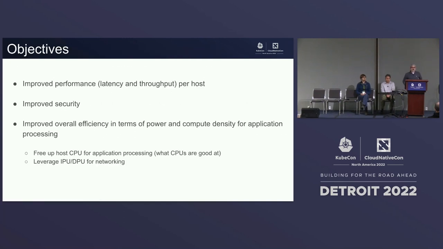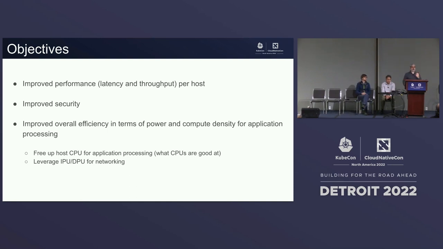So what are the objectives in doing so? The objective is to improve performance, which is usually measured by latency and throughput that could be achieved on the host. Some applications also require very low jitter, and you could try to achieve that. The other is improved security, as Dan touched on, provided via the isolation of the infrastructure from the host. So if the host gets compromised, you're protected from that because you're running on the infrastructure processing unit, such as the IPU DPU.